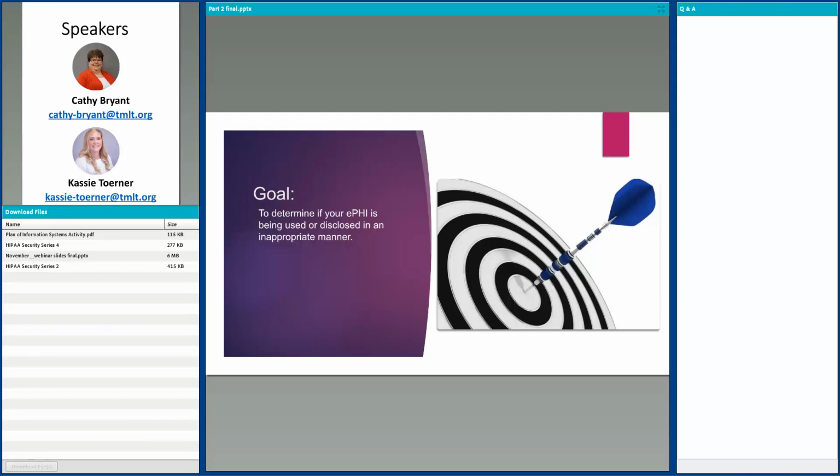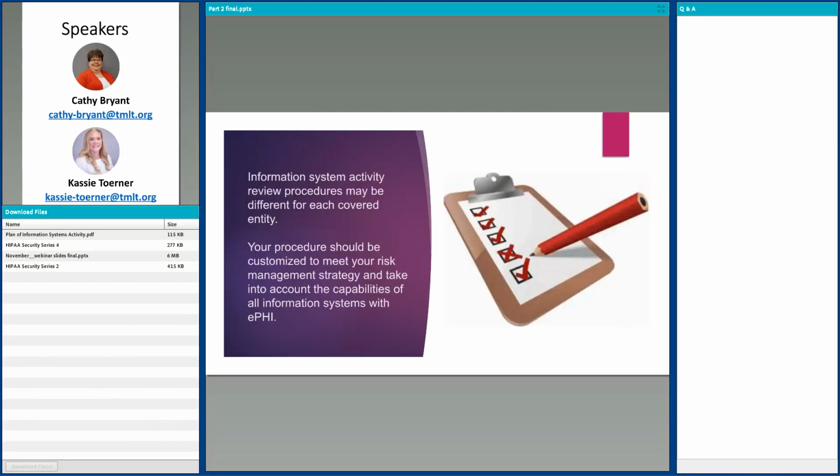And as Cassie said, it doesn't just have to be your EHR. It can be your network in general, your entire practice management systems, or any other device that creates, receives, maintains, or transmits EPHI.